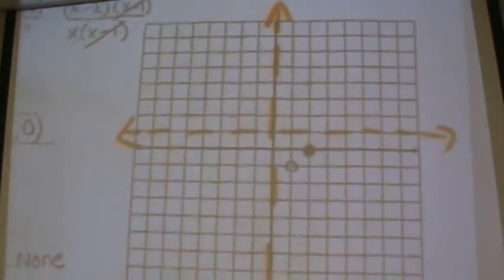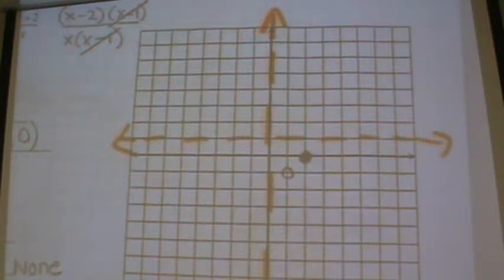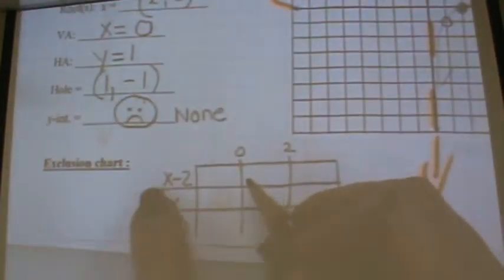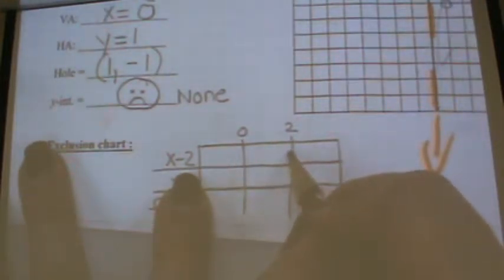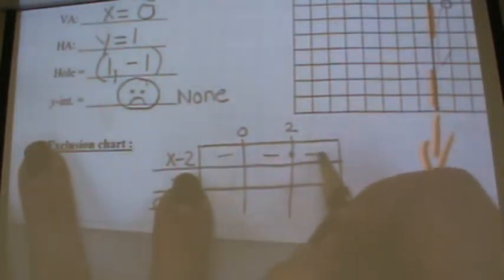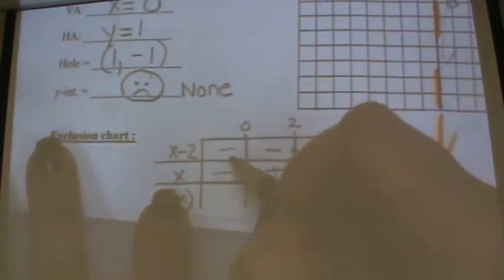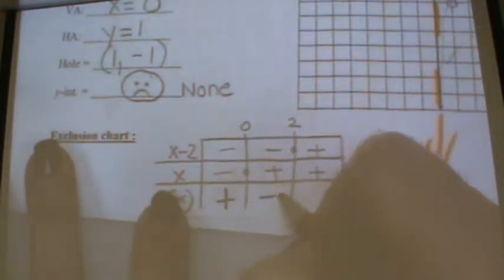Now I bet you guys could figure out, without even doing that exclusion chart, if you had to make a prediction on what this graph's gonna look like, anyone think they know? I'm gonna say something like this, and then something like this. Anyone agree? I bet that's it, so let's do it. Let's find our 0 here. These are gonna be negative, positive, and these are zeros here, negative, positive. And look at that: positive, negative, positive.